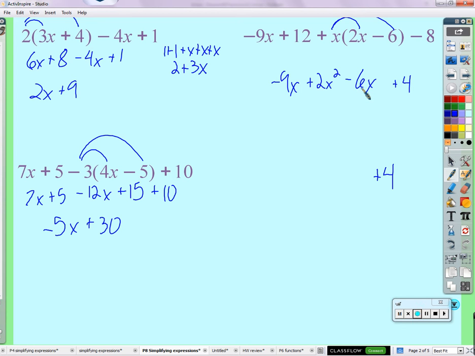So it'll be 2x squared. Find the x's, just the right-hand side. Positive 15? Well, no, negative 15. Minus 15x plus 4.